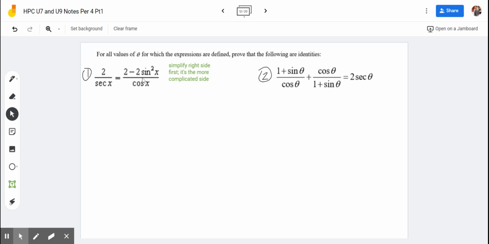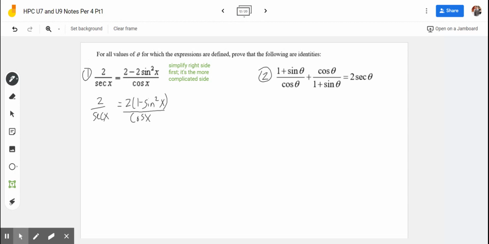All right, so looking at the right side here, 2 minus 2 sine squared x over cos of x, we can factor out a 2 from that expression. So it'll look like 2 times 1 minus sine squared x over cos of x, and then 2 over secant x.